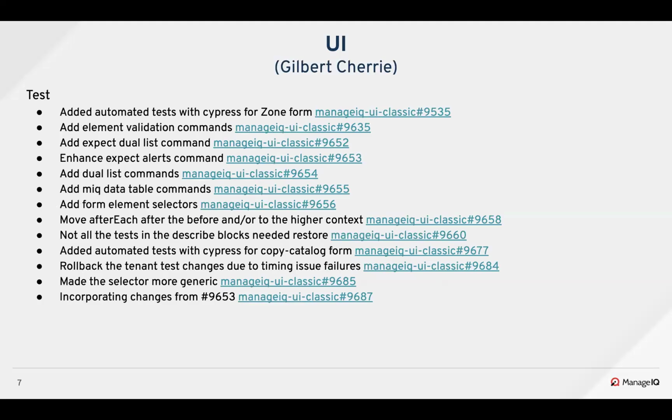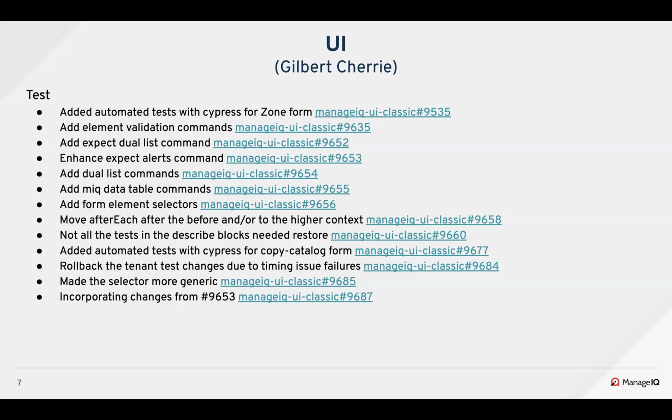For test, Osavad added automated tests with Cypress for zone form, add element validation commands, add expect dual list command, enhance expect alerts command, add dual list commands, add MIQ data table commands, add form element selectors. Joe moved the after and before hooks to the higher context. Joe also did another one: not all the tests in the describe blocks needed restore.